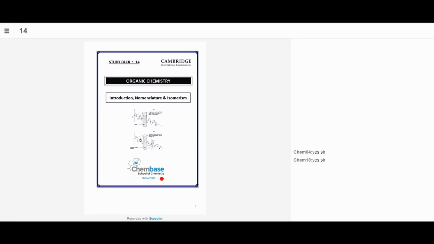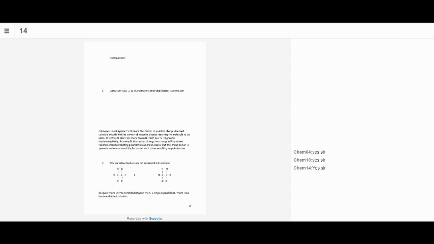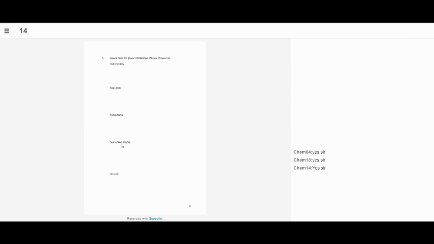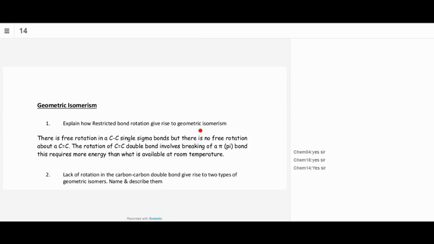Right, we are on study pack 14, towards the last bit of it, where we discussed in the last lesson about isomerism. We had a detailed discussion about the structural isomers, the isomers which have the same molecular formula but different arrangement of atoms, different structures. That was discussed in the previous lesson. The three types of structural isomers were discussed: the chain isomer, the positional isomer, and the functional group isomer.